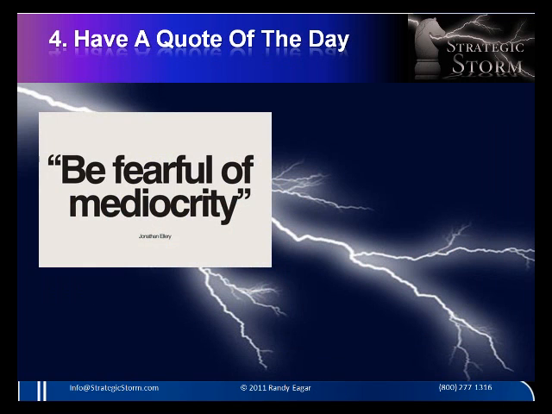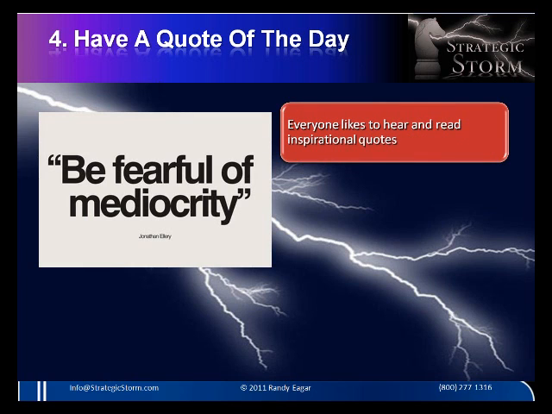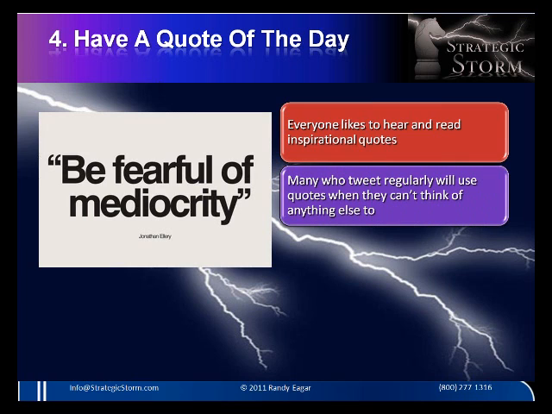Number 4, have a quote of the day. Everyone likes to hear and read inspirational quotes. There are hundreds of thousands of these on the internet that you can use for research and just decide to place one a week as a tweet. Many who tweet regularly will use quotes when they can't think of anything else to say. Not only is this a good filler, but those who like your quotes will tend to follow you or keep following you.